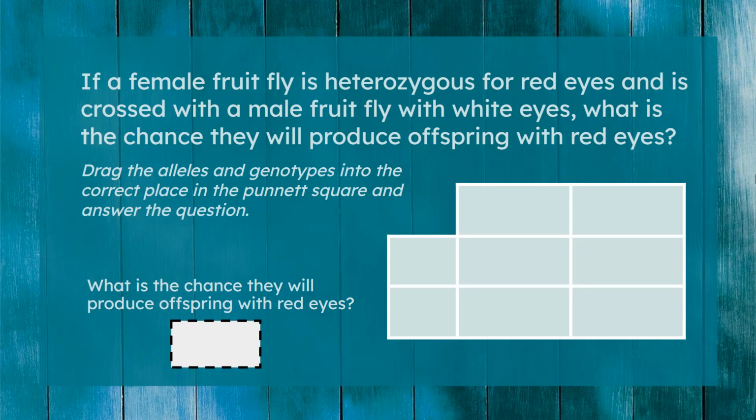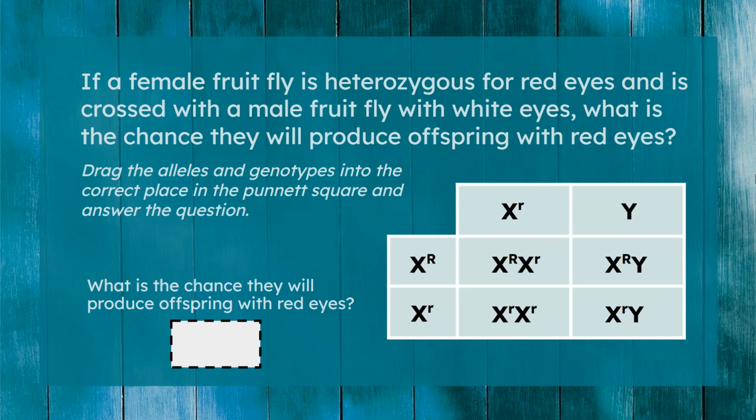If a female fruit fly is heterozygous for red eyes and is crossed with a male fruit fly with white eyes, what is the chance they will produce offspring with red eyes? Drag the alleles and genotypes into the correct places in the Punnett square and answer the question. So the female is heterozygous for red eyes. The male is recessive for white eyes, and we have the Y there without an R on it. We fill in the Punnett square, just like that.